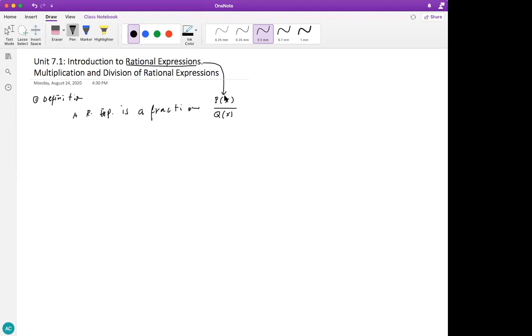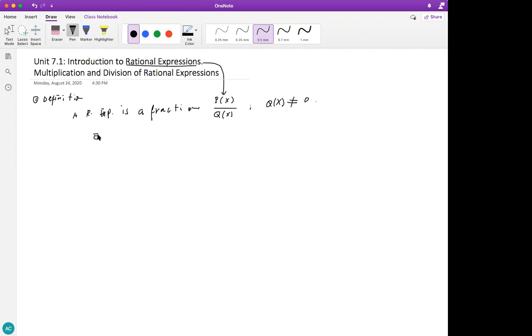The numerator could be a monomial, trinomial, binomial, same thing for the denominator, any sort of polynomial. And of course, with any fraction, the denominator can't be 0. As you know, we can't divide by 0 because that would be an undefined value. It's not a real number. So a rational expression is a fraction made of polynomials. That means it has variables in it, possibly x's and y's. Make sure the denominator is not 0 because that would be undefined. That's the definition.